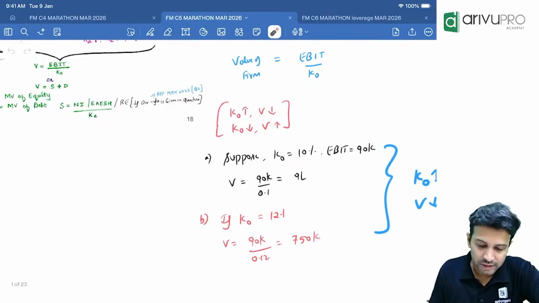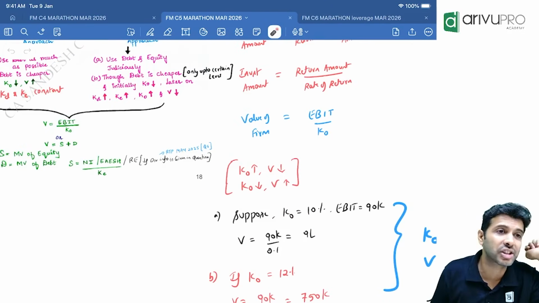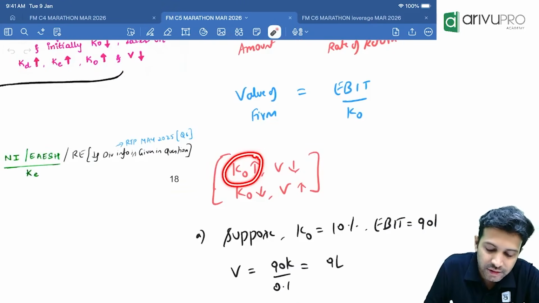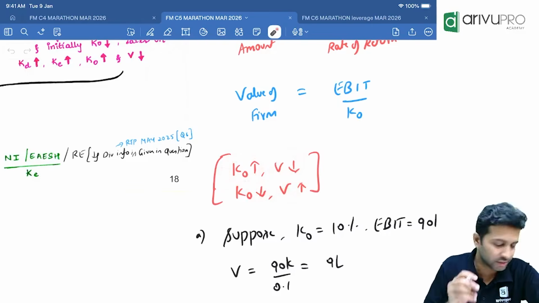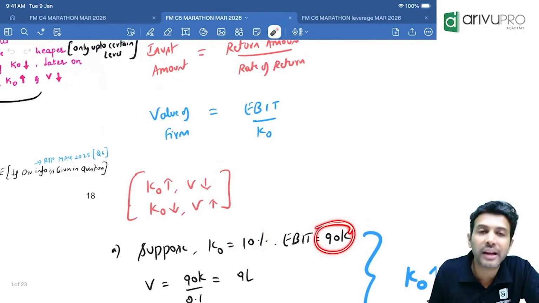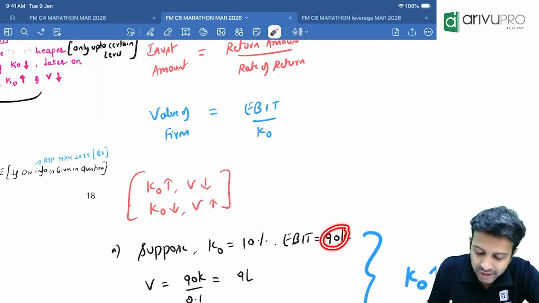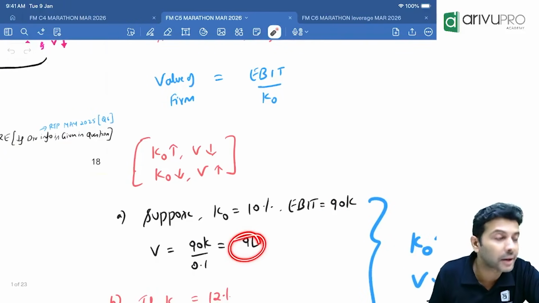Now people, this particular KO and value have an inverse relationship, meaning if KO increases, value will reduce. If KO reduces, value will increase. If you want, just check. Suppose KO is 10%, EBIT is 90,000. How do you get the value of the firm? EBIT 90,000 divided by KO 10%, means 0.1. So you will get 9 lakh.